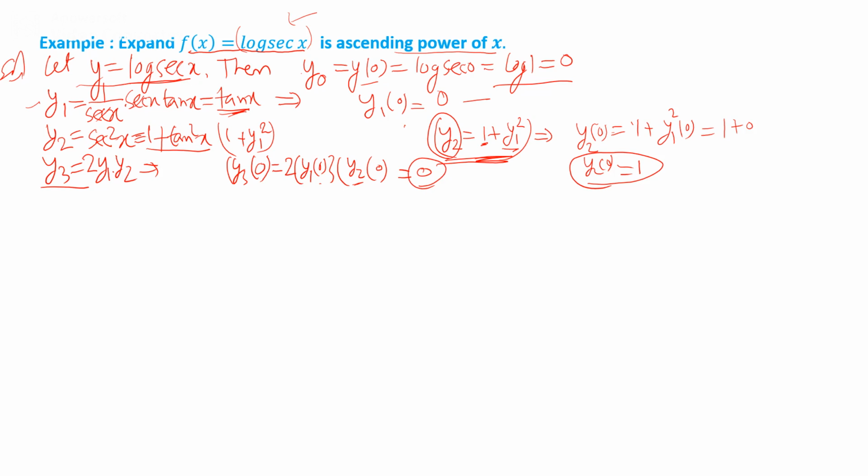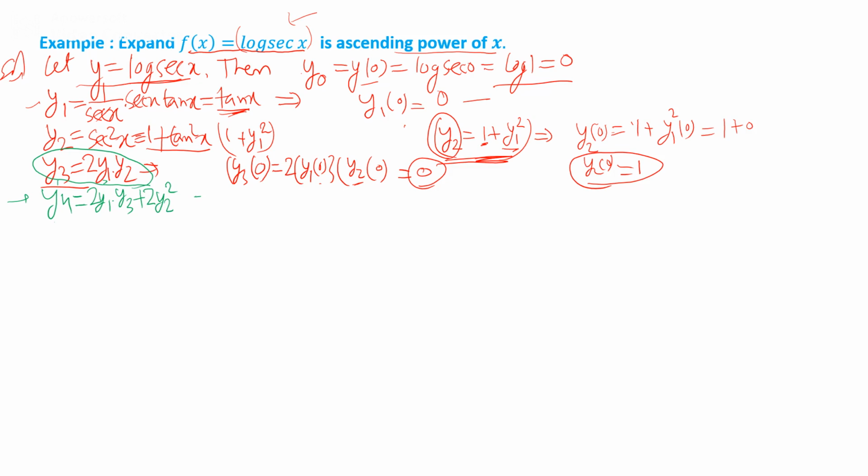Now similarly we can find one more term, that is y4. For y4 we take the derivative of that term, so y3 becomes y4, and here you apply the product rule. 2, first function same, that is y1 into y3, plus now 2 y2 same, and the derivative of y1 makes y2, so we write y2 square.